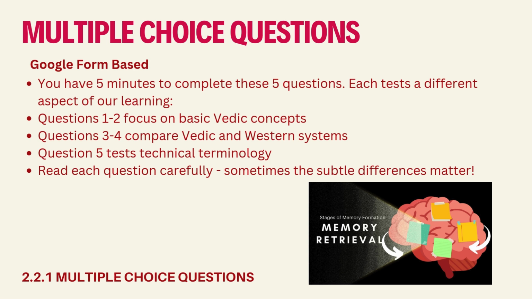Questions 1 and 2 focus on the basic Vedic astrology concepts. Questions 3 and 4 compare the two systems of Vedic and Western astrology. And question 5 tests the technical terminology. Ensure to read each question carefully. Sometimes there can be subtle differences and they do matter.